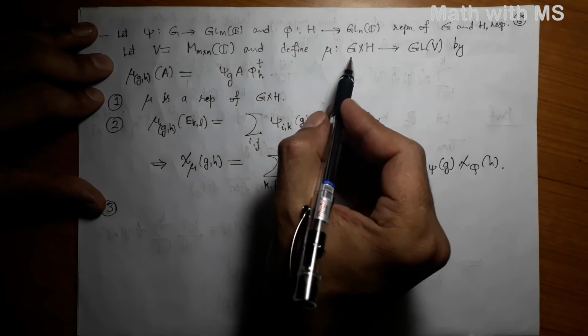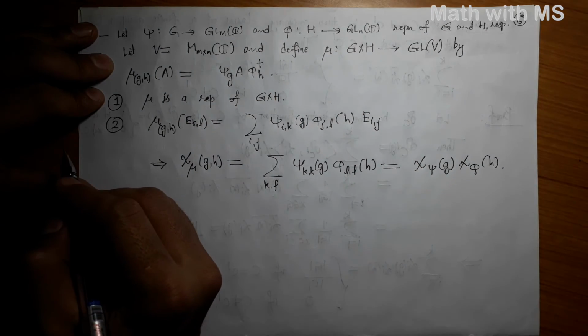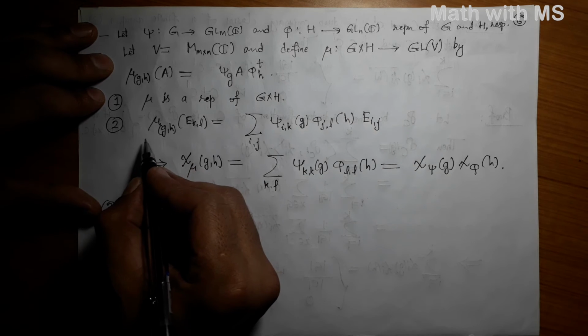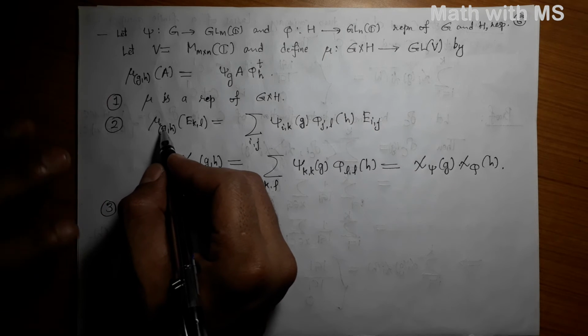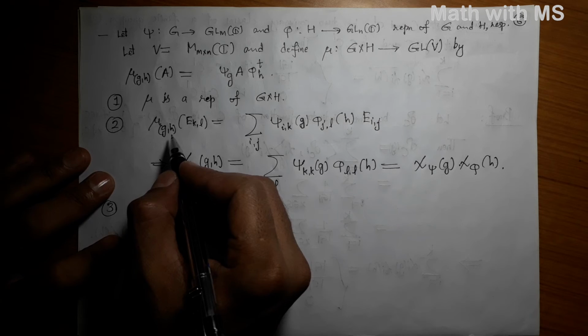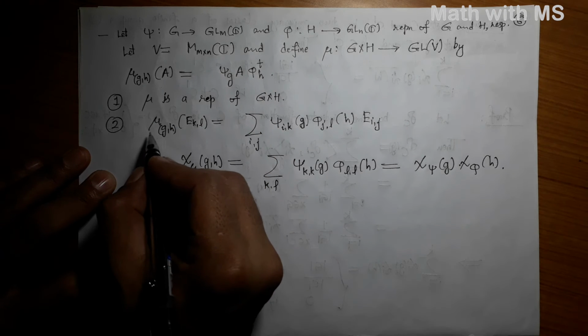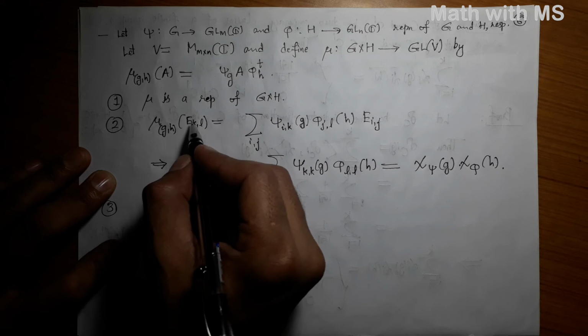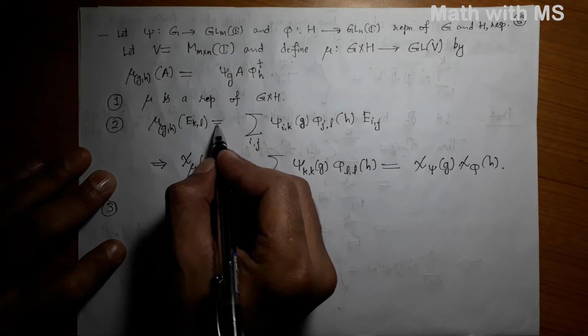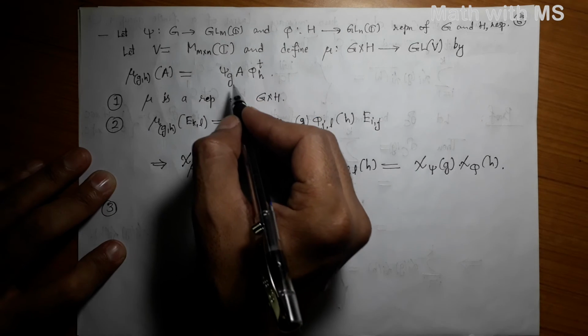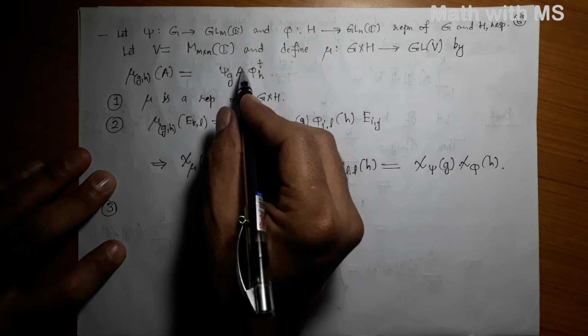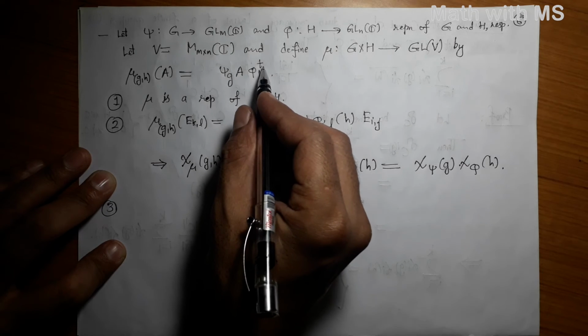In fact, the representation is mu. To note that, we need to first check how the operator mu of gh acts on the basis of V. So note that mu of gh of EKL, by definition, is psi of g EKL phi of h transpose, right?